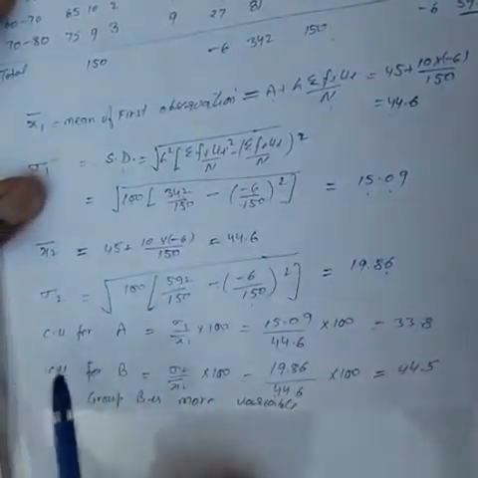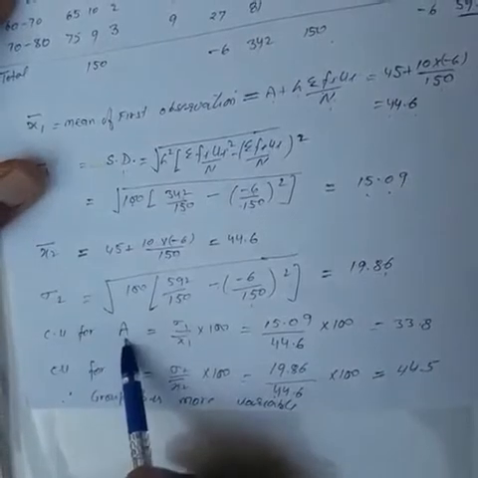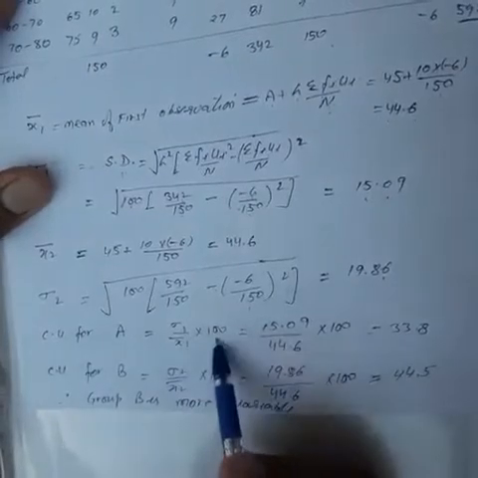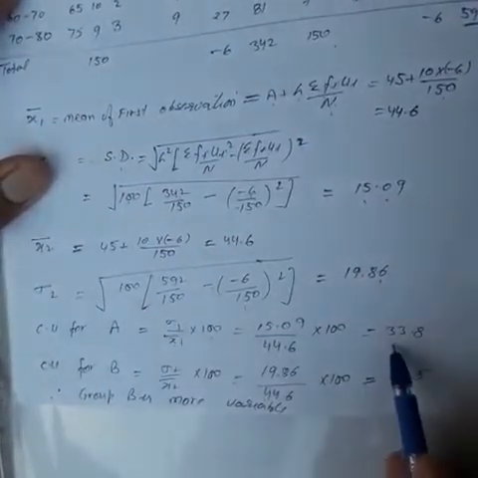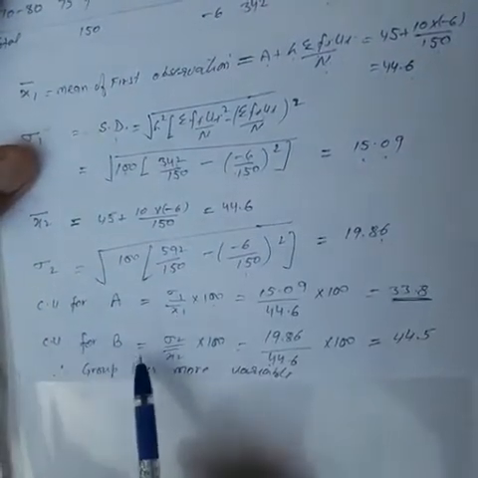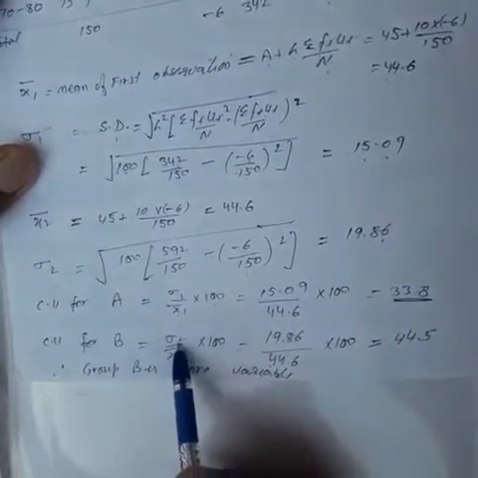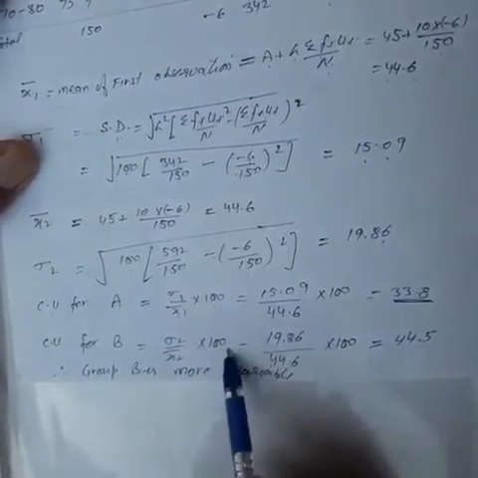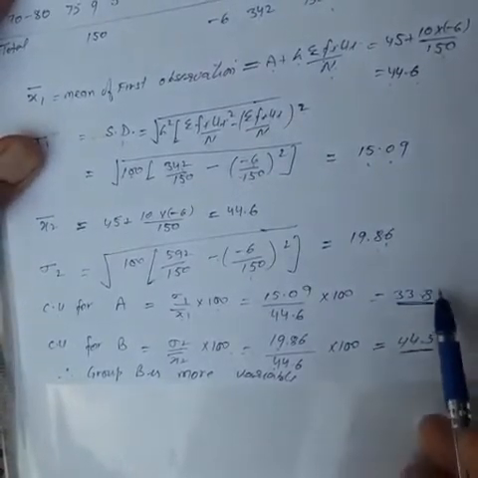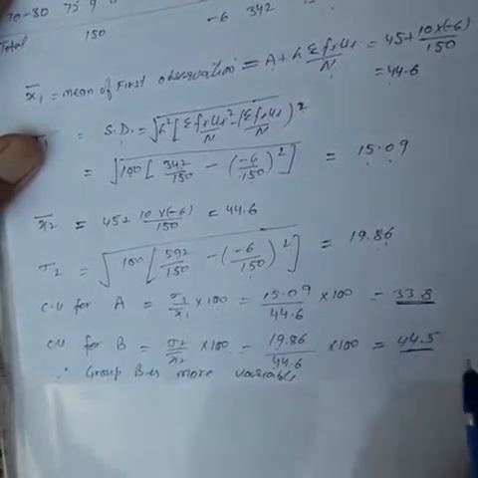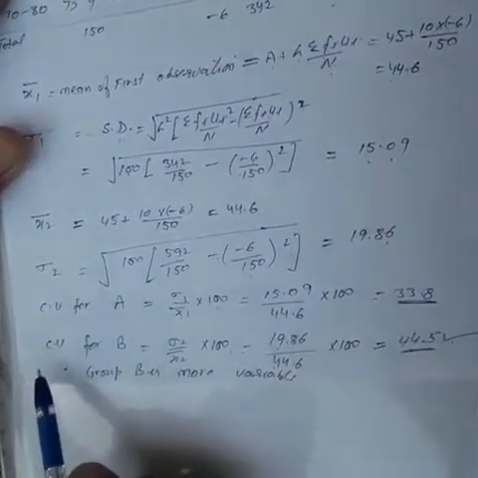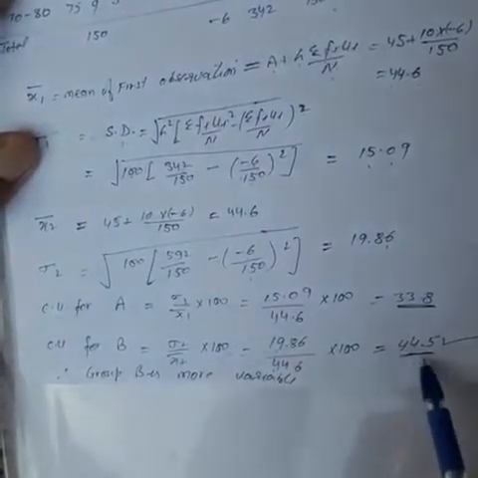Now calculate the coefficient of variance for A: standard deviation of A divided by mean of A, into 100, and after putting in the values we find it is 33.8. Similarly, the coefficient of variance for B is standard deviation of B divided by mean of B, into 100. Put in the values and calculate, and we find 44.5. Now observe the coefficient of variance. The coefficient of variance for observation B is greater, so observation B is more variable.